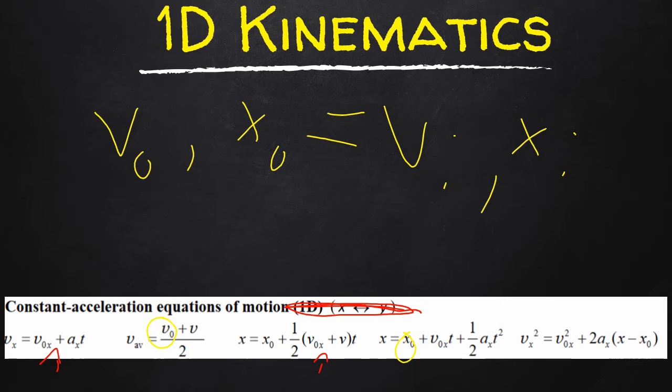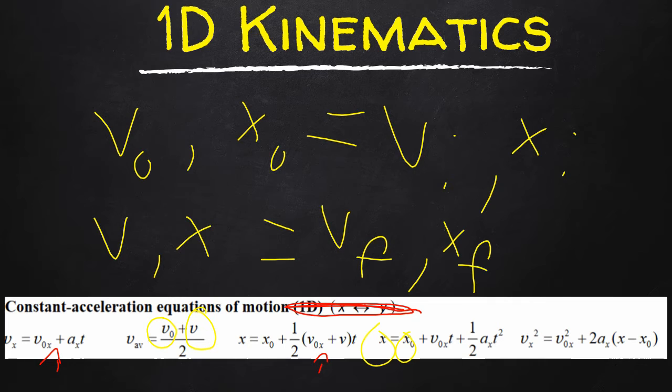If it does not have that naught, for example, we have a v here, we have an x here, that means the final value. So v and x are just the final value of your velocity and your position. Once again, sometimes they're written as vf and xf for final, which does make sense as well, but that's just not what I have here.